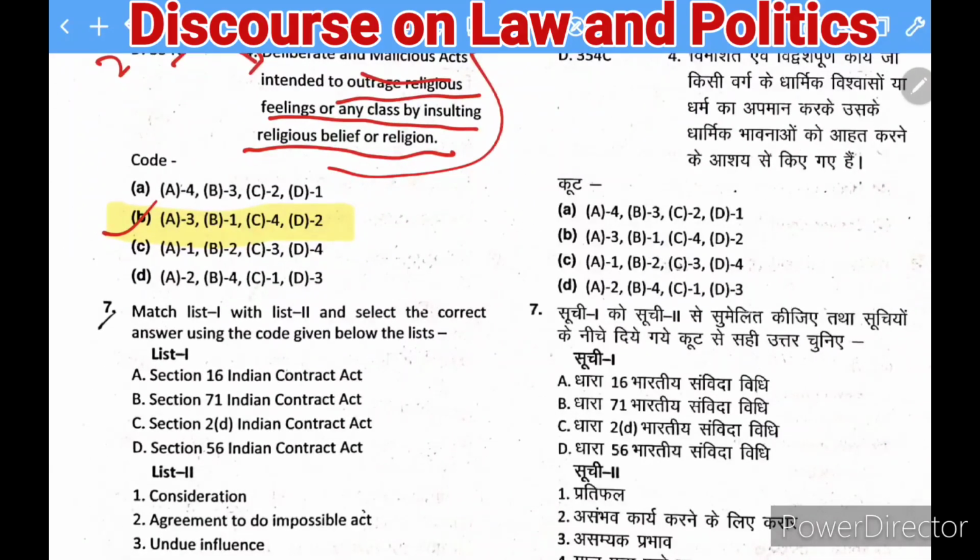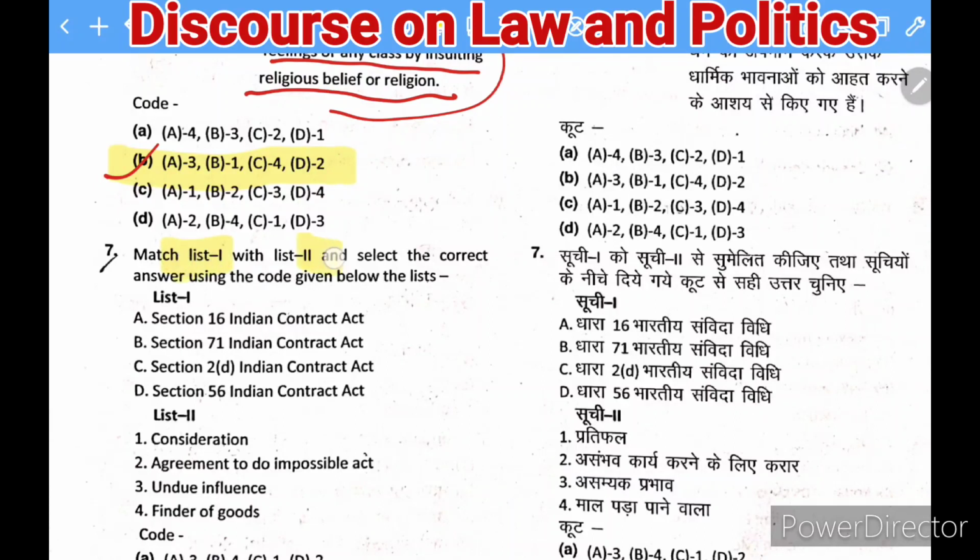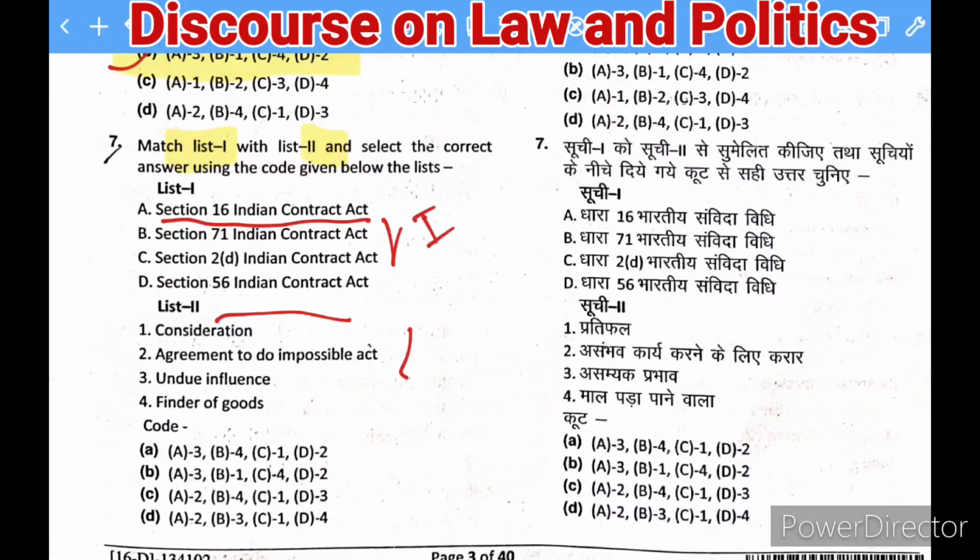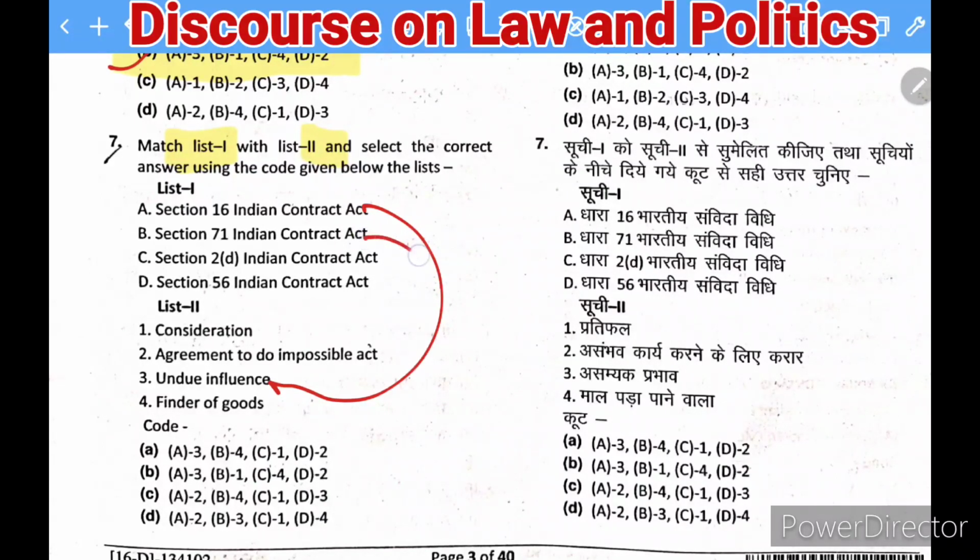Okay, next again it is a matching list. You can see here the provisions of the Indian Contract Act have been given, and on the other side you can find the provisions of the Indian Contract Act mentioned. So we have to do the matching of these provisions and sections here. So let's see one by one. Section 16 of the Indian Contract Act talks about undue influence. Section 71 is about the finder of goods. Section 2D is about the consideration, and section 56 is about the agreement to do an impossible act.